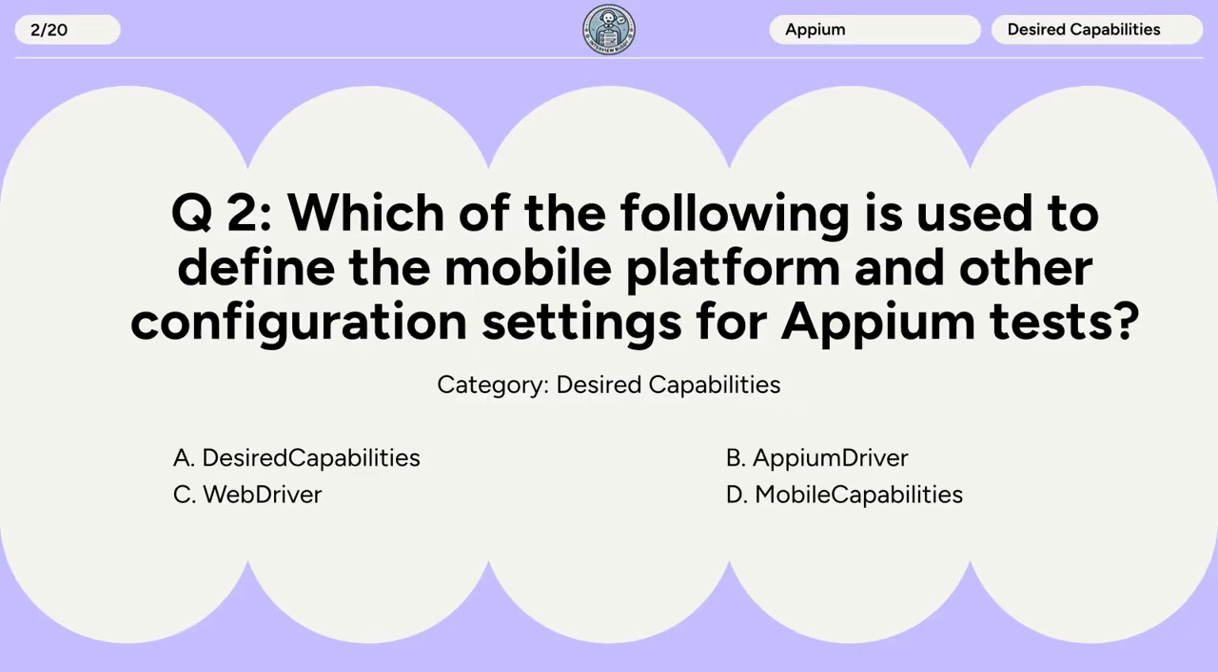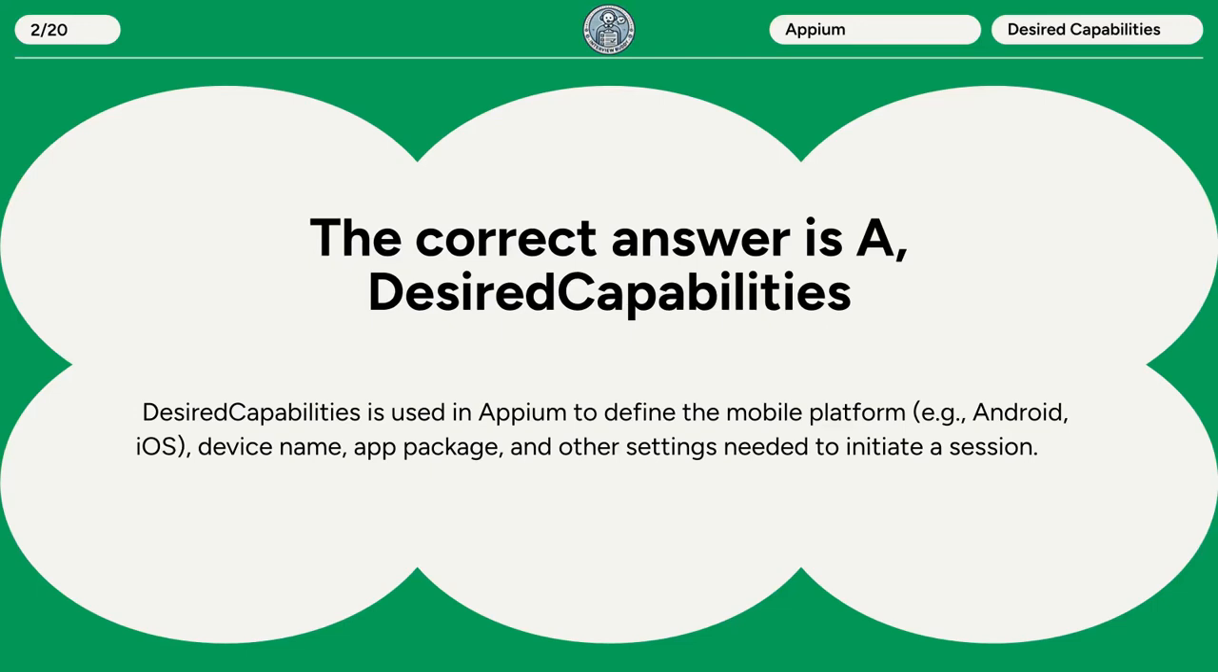Question 2. Which of the following is used to define the mobile platform and other configuration settings for Appium tests? A. Desired capabilities. B. Appium driver. C. WebDriver. D. Mobile capabilities. The correct answer is A. Desired capabilities. Desired capabilities is used in Appium to define the mobile platform, device name, app package, and other settings needed to initiate a session.